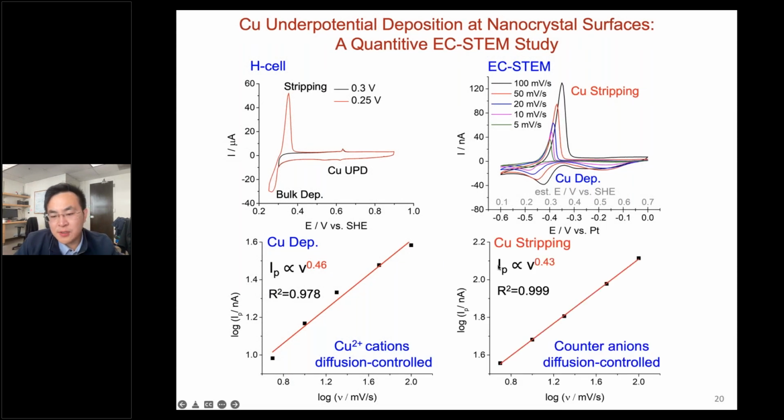What is surprising though is the stripping process. If you strip metal from the surface of the electrode, because it is a surface controlled process, we would expect a linear correlation, but instead we are also seeing a square root relation. This can be explained. Instead of having surface control, we have diffusion control, but for the counter anion, which we need to maintain charge neutrality in the solution.